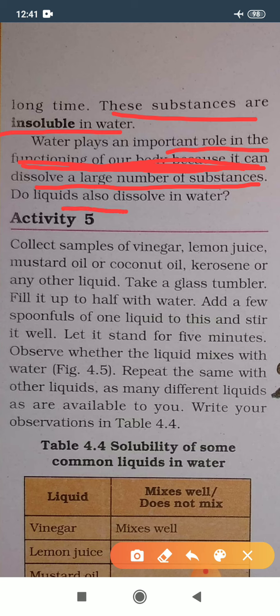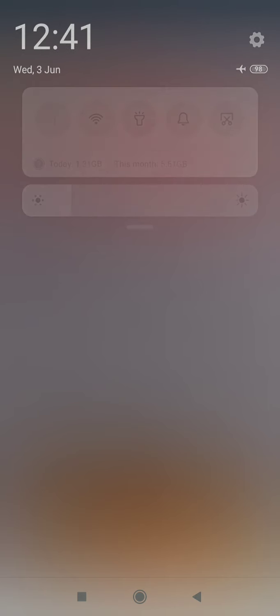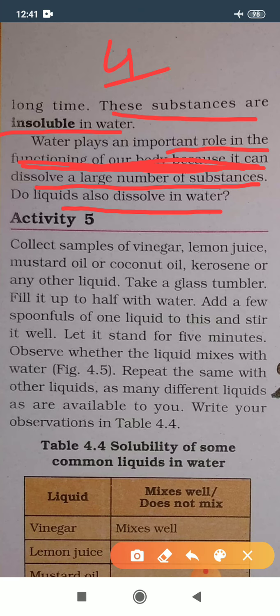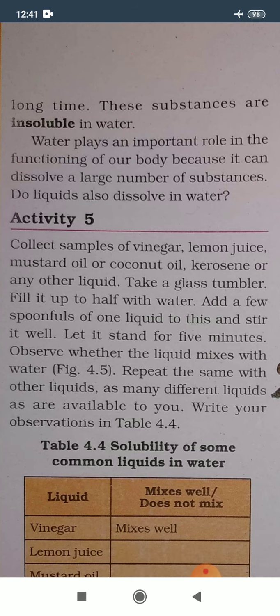Do liquids also dissolve in water? In activity 4, we experimented and saw that some solid substances are soluble and many of them insoluble in water. But now we need to experiment on liquids, to see which are dissolved in water, that means soluble, and which are insoluble, in terms of liquids. So for this, let's see this activity.